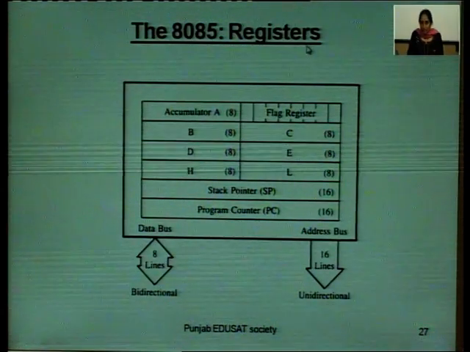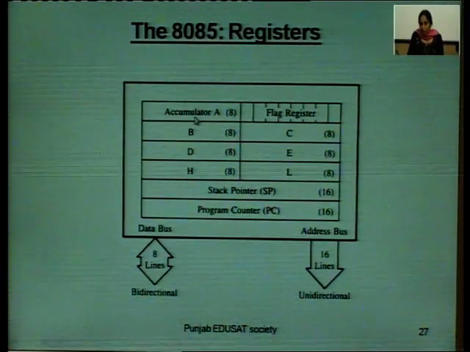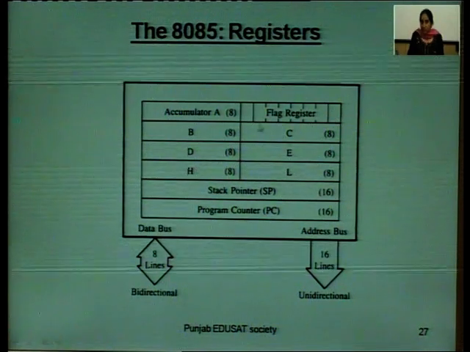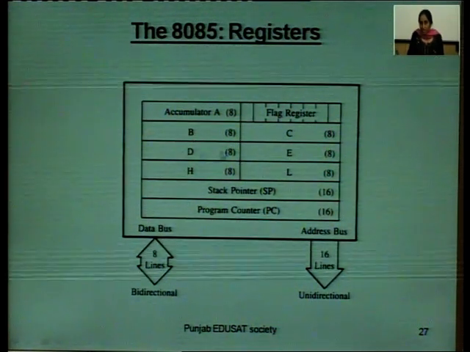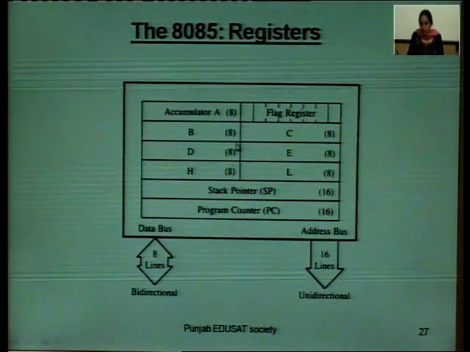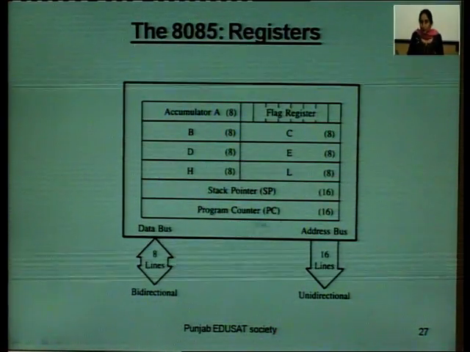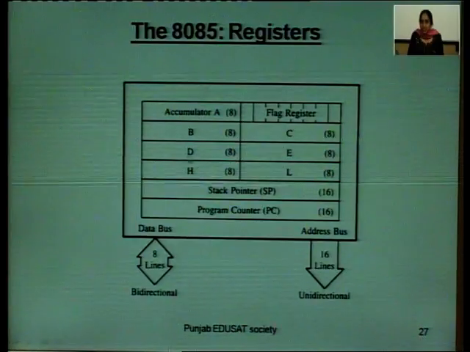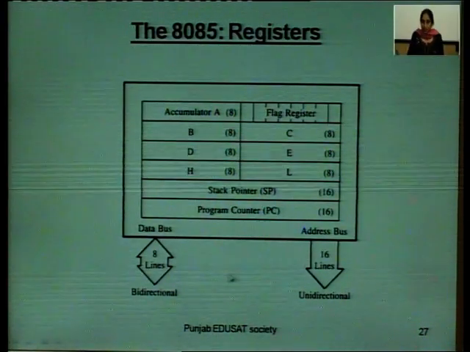8085 registers. 8085 has the following registers: accumulator, flag register, register B, register C, D, E, H, L, they all are 8-bit registers. Stack pointer and program counter are two special purpose registers. B, C, D, E, H, L are 6 general purpose registers.